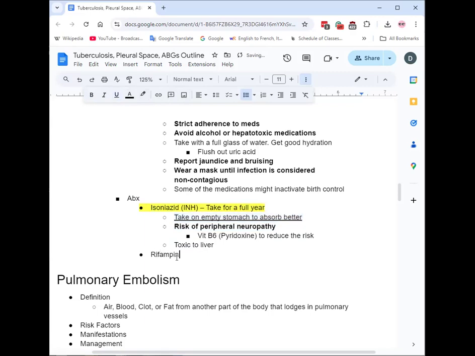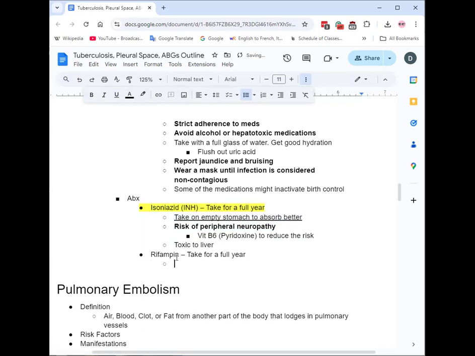So then there's rifampin, which is another one that you take for a full year. And you guys already mentioned it. This one can turn bodily fluids into a red, orangey kind of color. Yes.